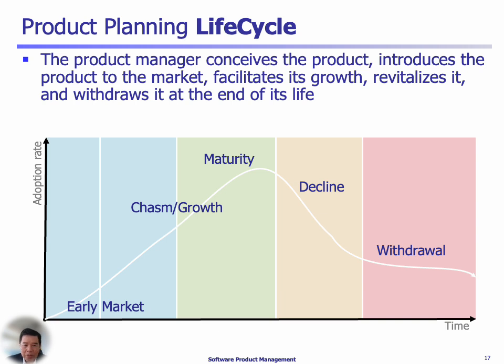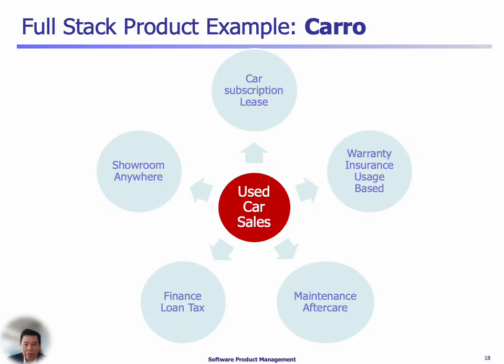So in the product life cycle planning, there are different parts of it, and as a product manager, you need to understand where your product lies in this product life cycle. So take, for example, Caro. When they first started, they were a used car sales company. As they grow, they add more product into their chain, and they become a showroom anywhere. During the COVID time, they do leasing, and they also do financing, insurance, and even maintenance, auto care.